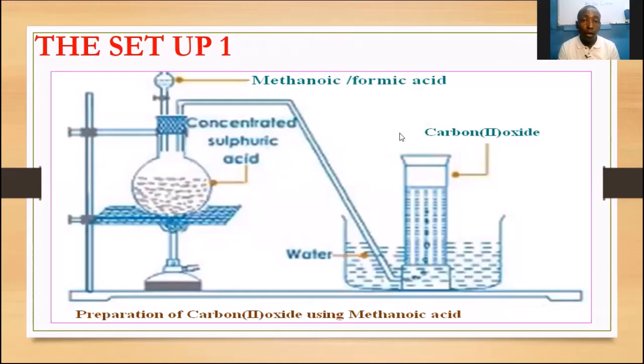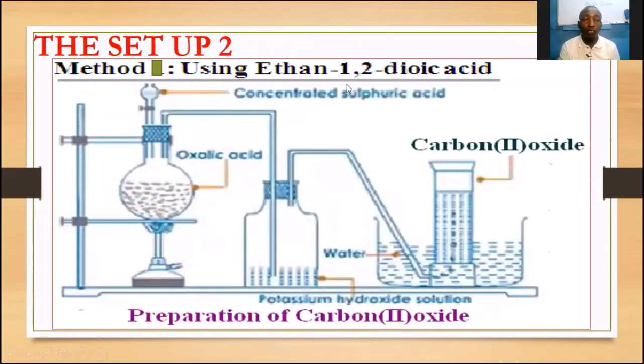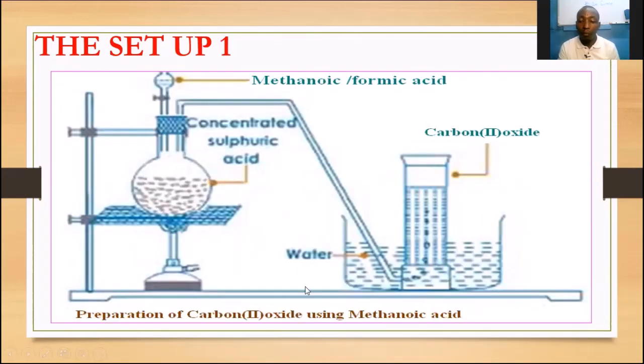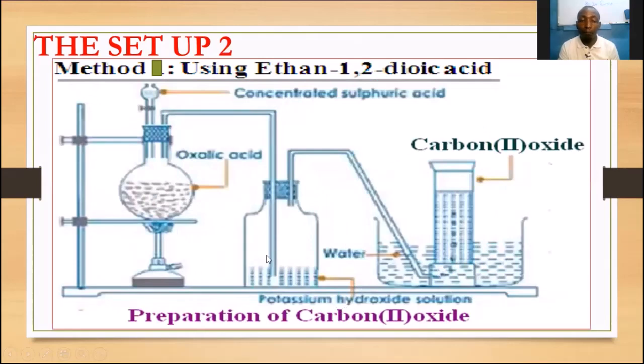The first setup, you have methanoic acid in a dropping funnel, concentrated sulfuric acid. The reaction takes place and of course you heat. Then the gas is collected over water. Then method 2, we are using ethane dioic acid, that is oxalic acid. Then concentrated sulfuric acid for dehydrating the oxalic acid. The heating again, you pass it through potassium hydroxide. Remember, in the first one, there was no potassium hydroxide. But in this one, there is potassium hydroxide. One of the products that comes out is carbon 4 oxide.